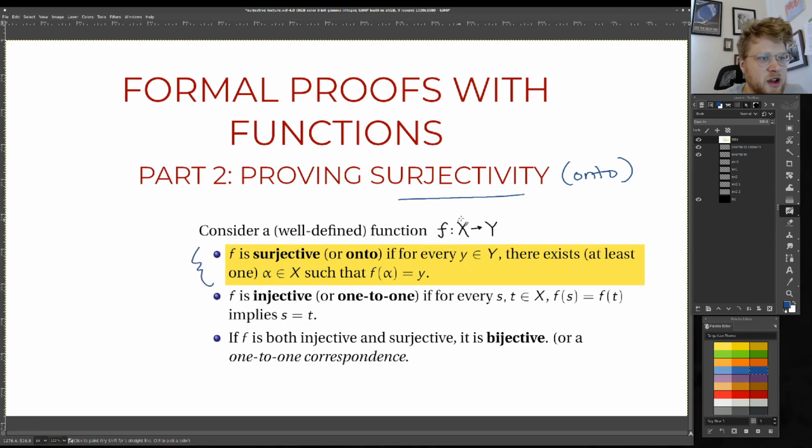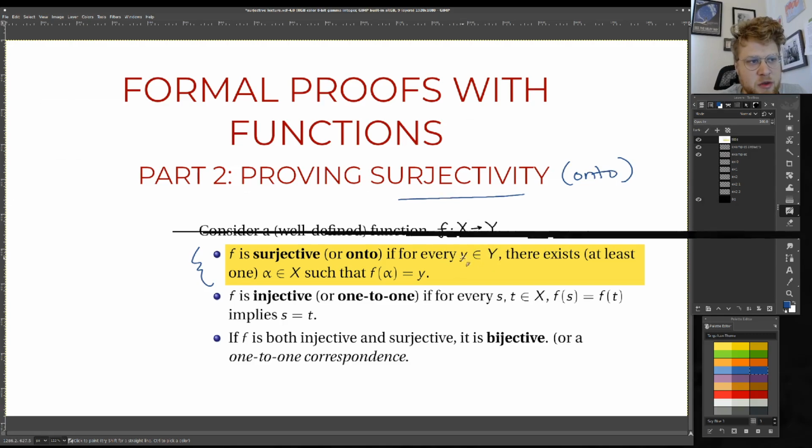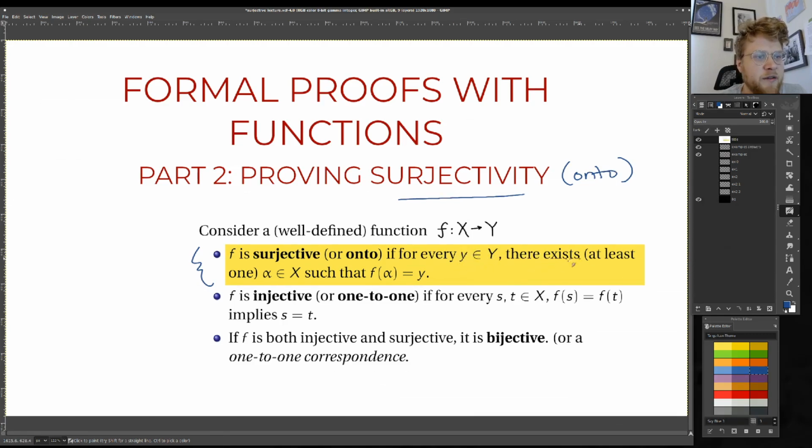So a function where the domain's name is x and the codomain's name is y. It's surjective if for every element of the codomain, which we'll call like little y, there exists at least one element of the domain, which we'll call like alpha, where f maps that alpha to that little y. So every single element of the codomain gets mapped to in some way.